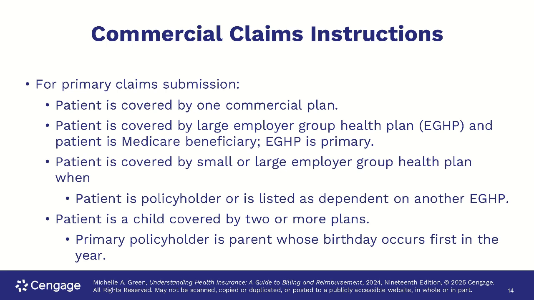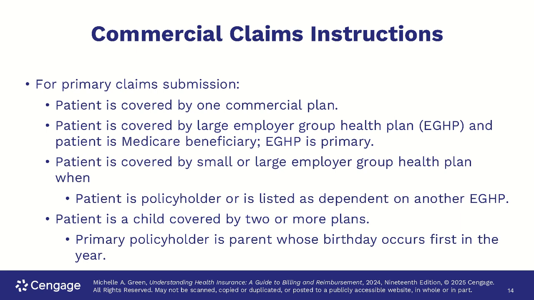Something else to know about commercial claims. We already talked about the 1500 claim form. You also have to think about which insurance is primary and which insurance is secondary. Government payers are always the payer of last resort. So if the patient has an employer plan and a Medicare plan, Medicare is going to be secondary. The employer plan, the EGHP, is primary.